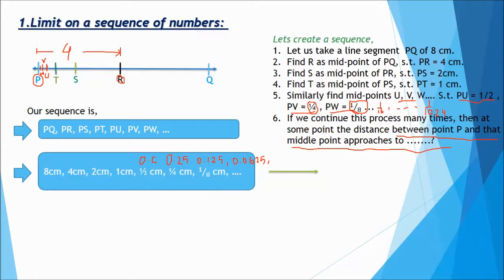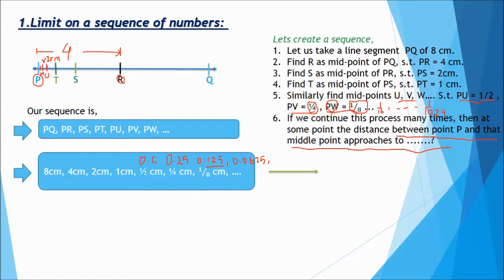When it reaches T, it was 1 cm, isn't it? When it reaches T, it was 1 cm. Now when it reaches PW, it was 1 by 8 cm. That means 0.125. Now it's decreasing.